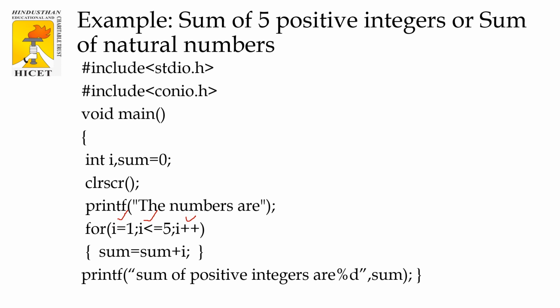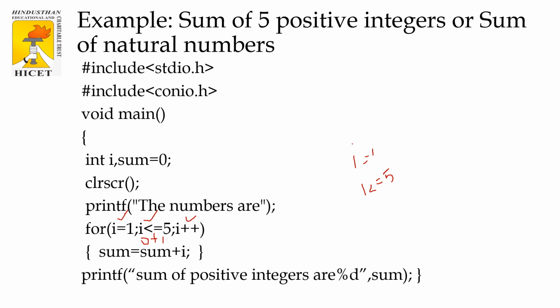Now let's see how it will be executed. First of all, for i equal to 1, the value of i is 1, right? Then the condition will be tested: 1 less than or equal to 5, right? So the condition will be true. Then the body of the loop will be executed. What is the body of the loop? Sum equal to sum plus i, right? So sum value is 0, 0 plus the i value 1. So sum equals 1. We store the value in sum.